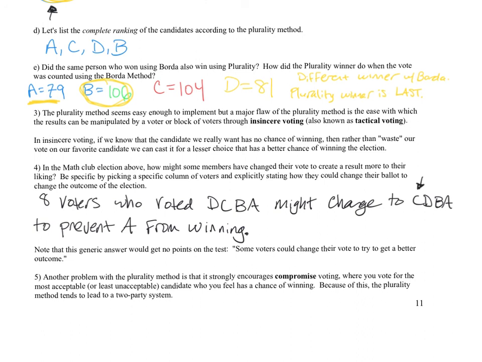So this susceptibility to insincere voting strongly encourages compromise voting, where you vote for the most acceptable or least unacceptable candidate who you feel has a chance of winning. Because of this, the plurality method tends to lead to a two-party system, like the one in our country.